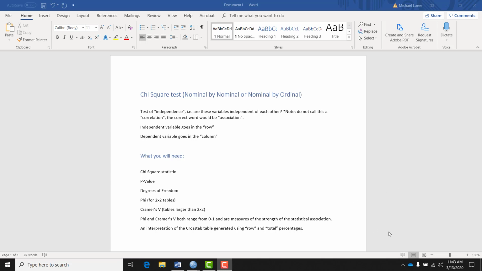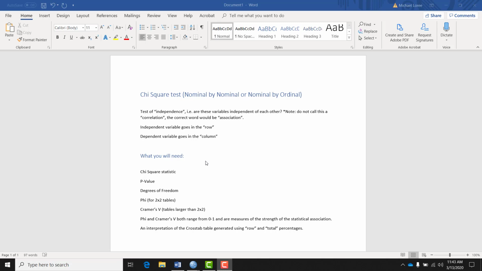All right, so what are we going to ask SPSS to do? We're going to ask it to calculate a chi-square statistic along with the p-value and degrees of freedom that go along with it. And that will determine whether or not these variables are independent or dependent, right? That's the first one. So do you have an association or not? That's always the first question you need to ask when you're running a hypothesis test.